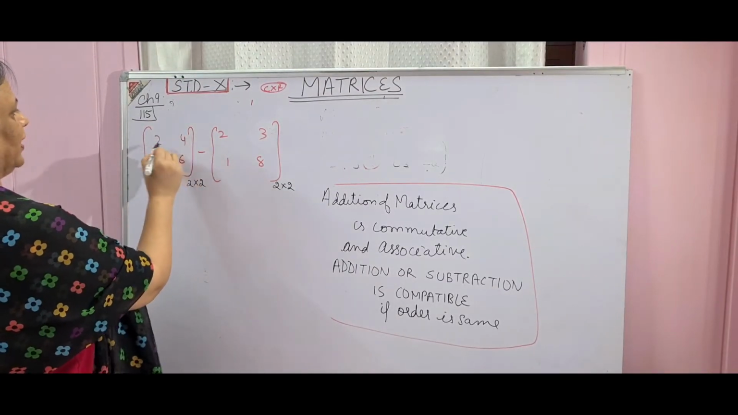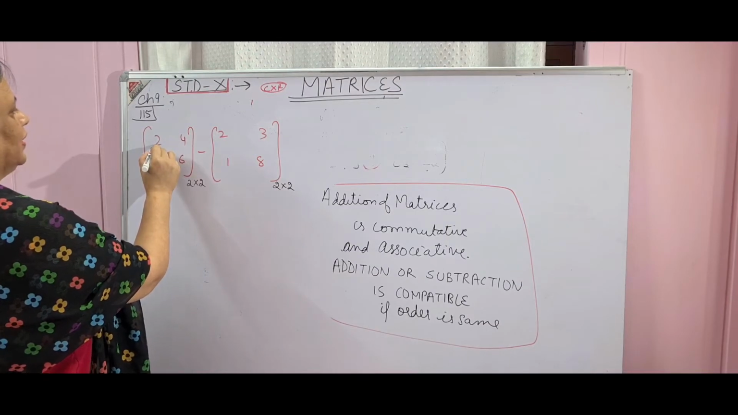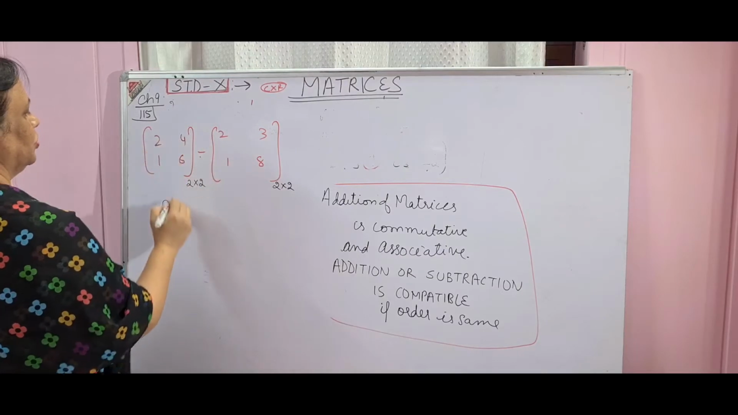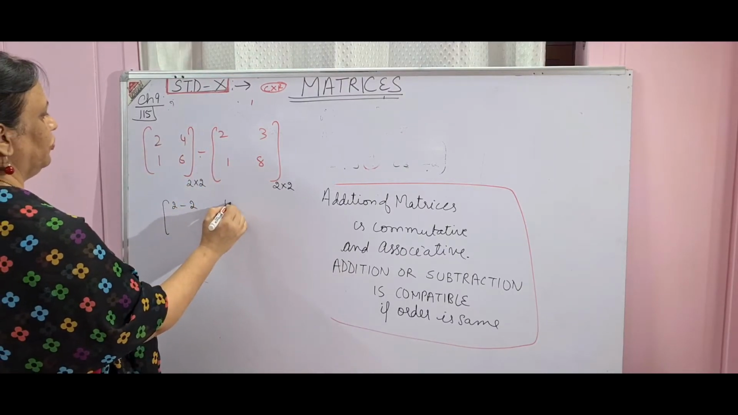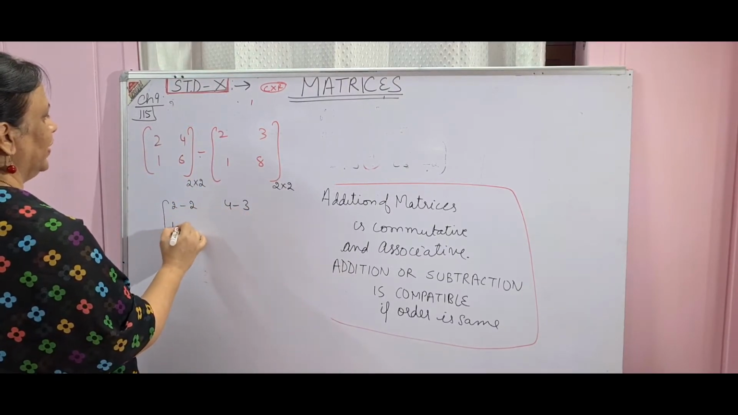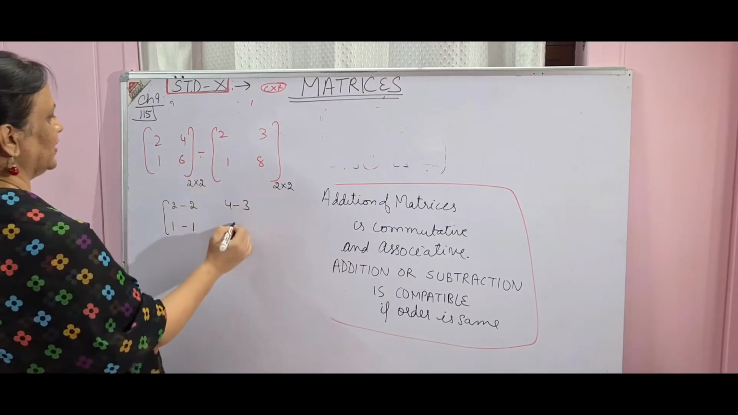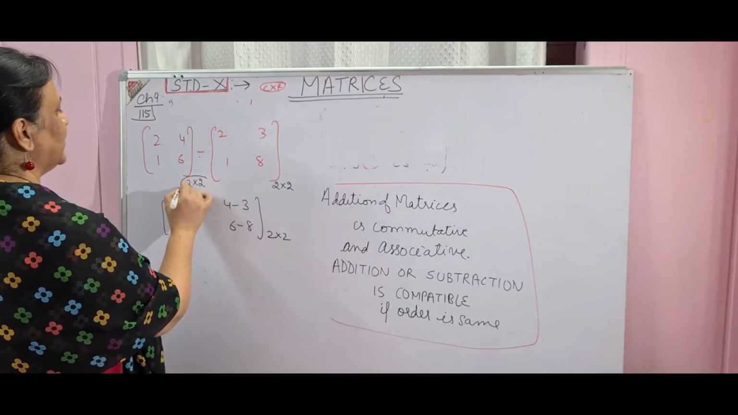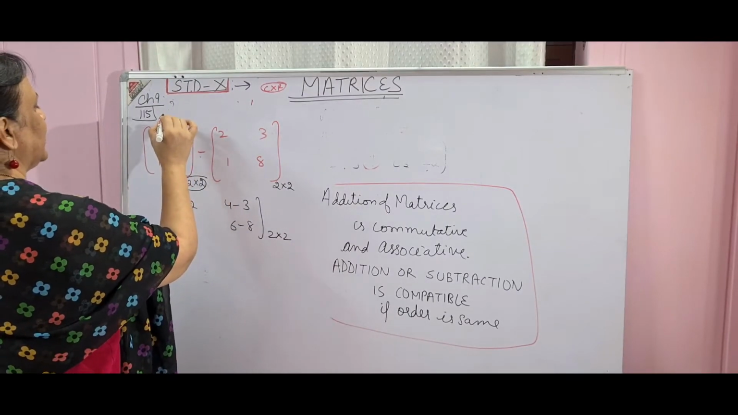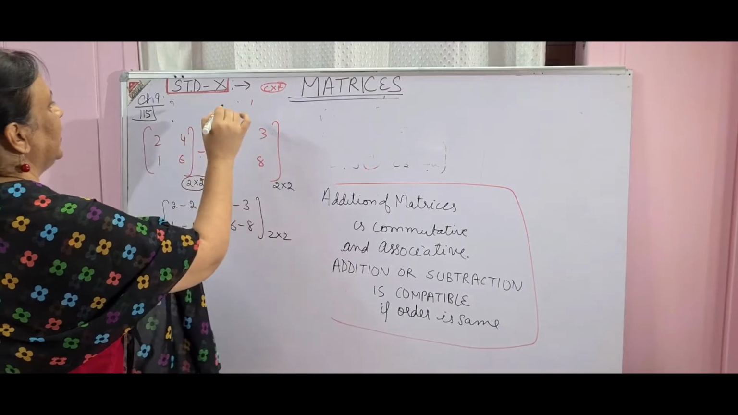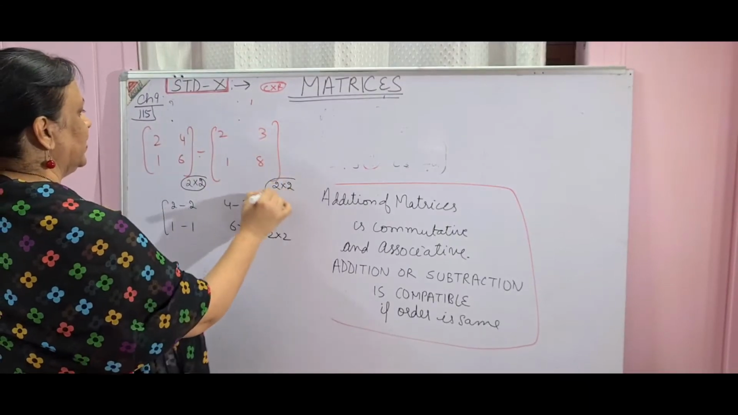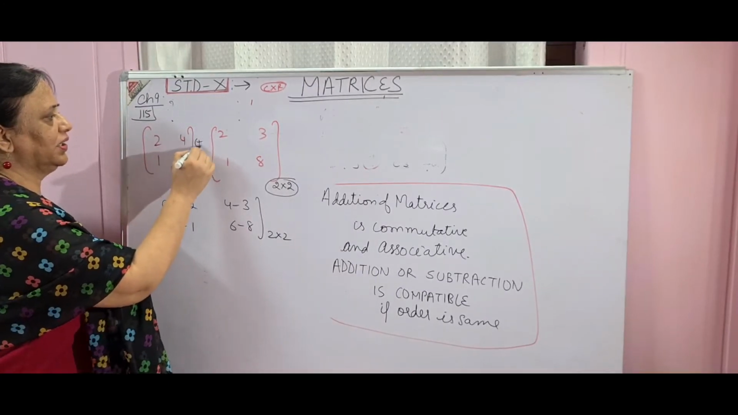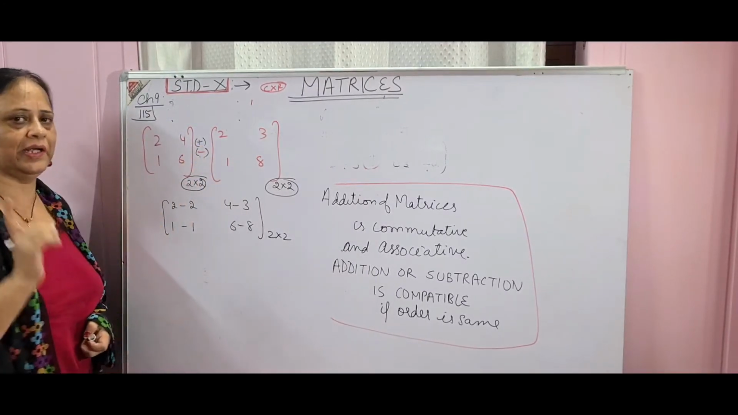The corresponding elements: first element of matrix 1 minus first element of matrix 2. So 2 minus 2, 4 minus 3, 1 minus 1, and 6 minus 8. And this is possible only because the order of the first matrix is equal to the order of the second matrix. Then only is addition or subtraction possible. If it is addition, then also. If it is subtraction, then also. Then only it is compatible.